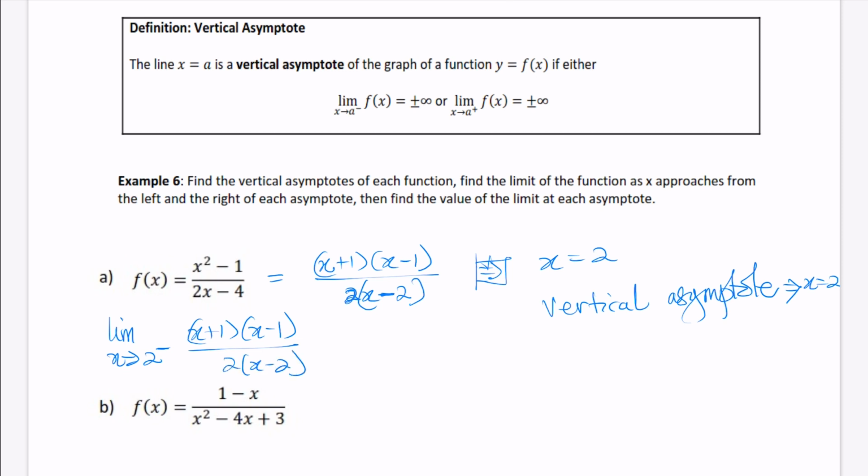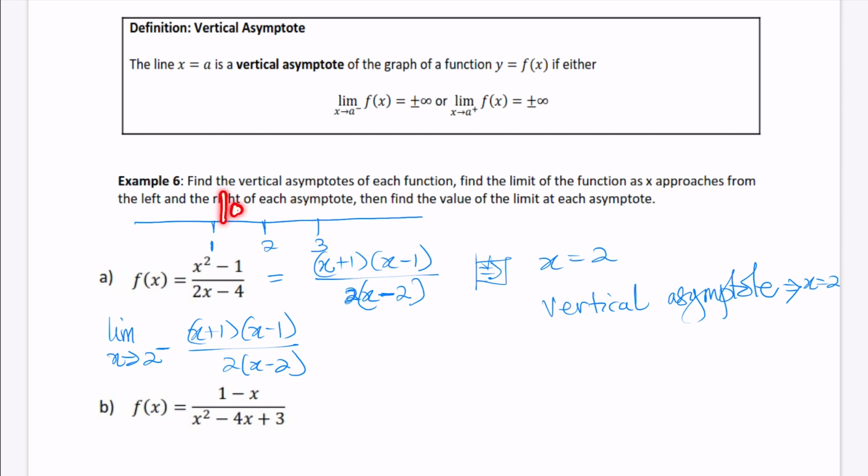Now to be able to do this, consider the number line. This is 2, this is 1, this is 3. So if I pick a number to the left of 2, it means I'm considering a number like 1.9. And to the right, I'm considering a number like 2.1.